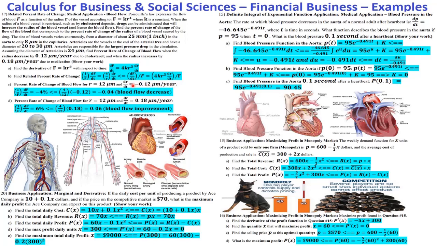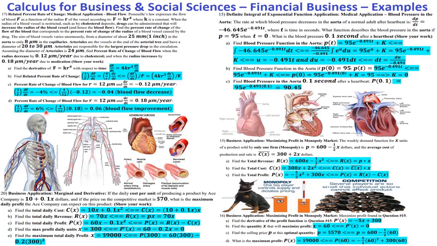That means the radius is decreasing by this rate. That means the cholesterol is building up here. So the percentage blood flow is going to decrease by minus 4% per year. Okay, so that's blood flow decrease.